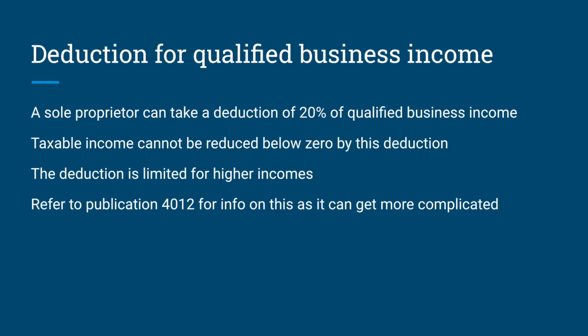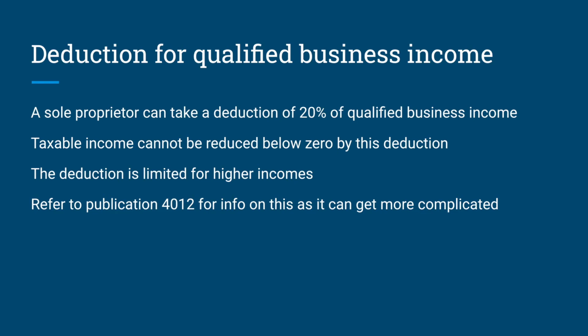And so another deduction that we need to talk about as well that often gets lumped into the same section here, if we think back to the chart that we talked about at the beginning of this lecture, is the deduction for qualified business income. So really, this applies mostly to sole proprietors. Those are individuals who own a sole proprietorship, and they can take a deduction of 20% of qualified business income. And importantly here, taxable income cannot be reduced below zero by this deduction.